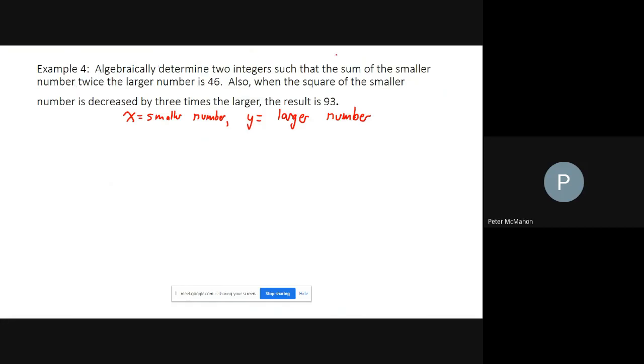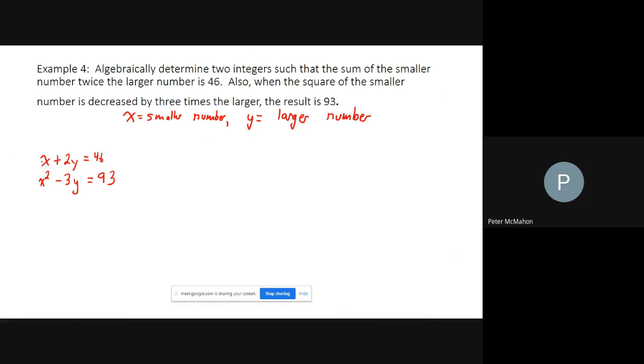Two integers such that the sum of the smaller and twice the larger, x plus 2y. So twice the larger will be 2y, the sum is 46. Sum is adding to this. Also, when the square of the smaller, so that will be x squared, is decreased by 3 times the larger, minus 3y, equals, the result is 93. Okay, so here's the system that we have, and we're going to have to solve it now.